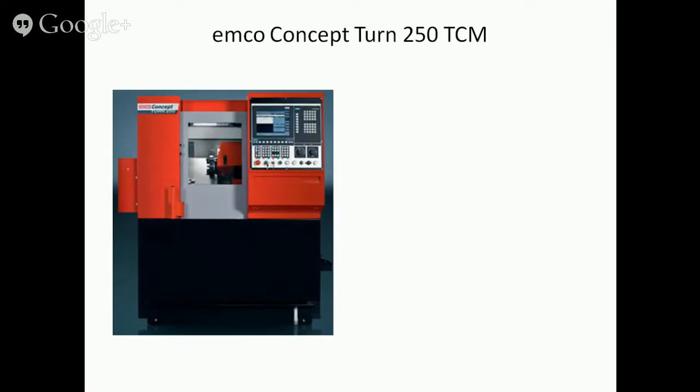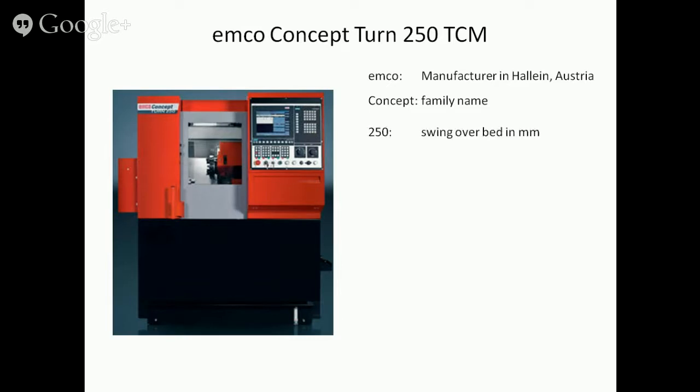The correct designation of the CNC lathe at the laboratory is EMCO, Concept Turn 250 TCM. EMCO is the manufacturer, domiciled in Hallein, a small town near Salzburg in Austria. Concept is the designation for a machine family with interchangeable controllers. 250 indicates the swing over bed in millimeter. T stands for turning.